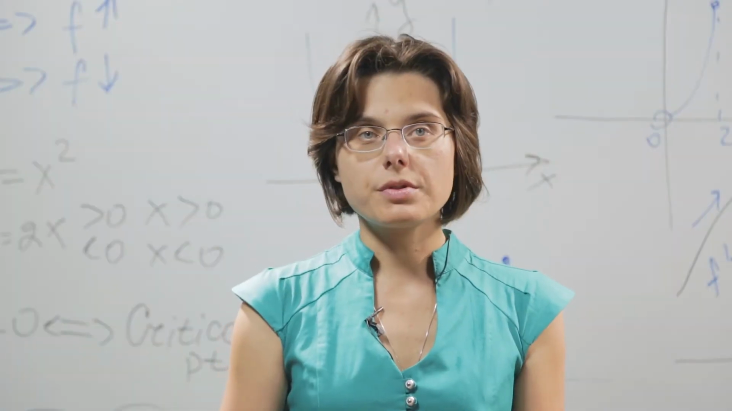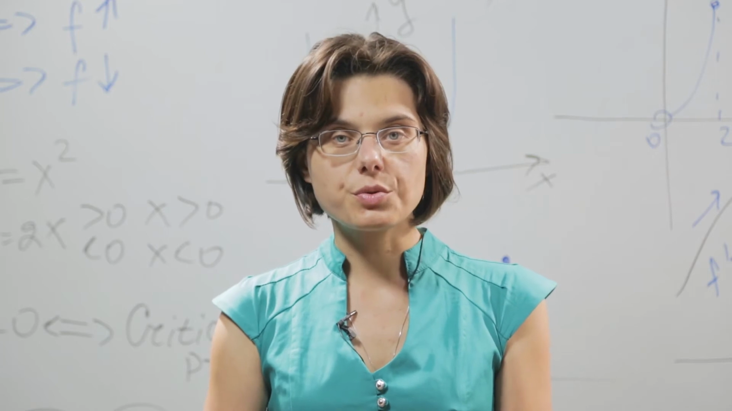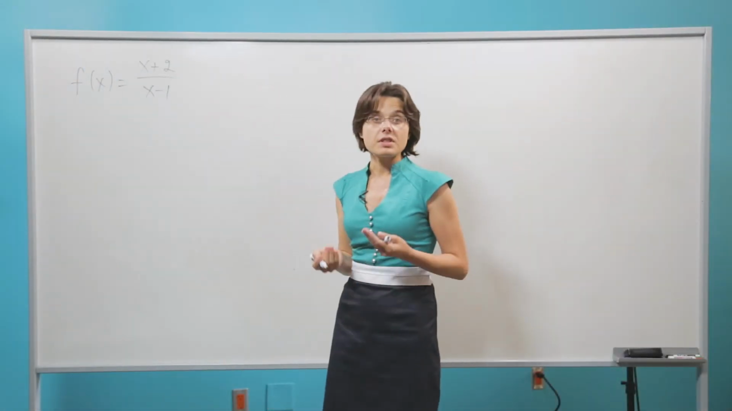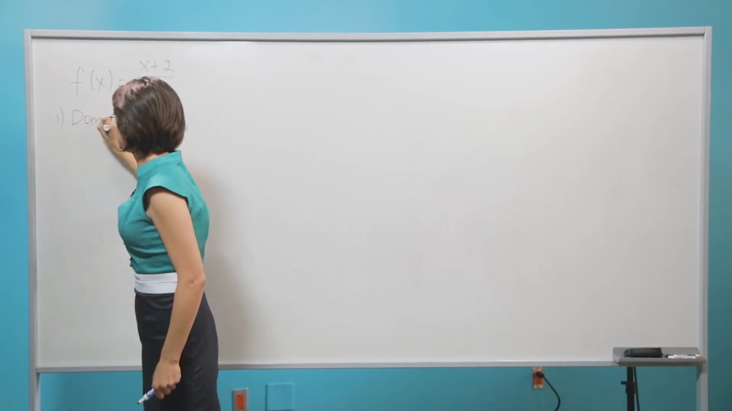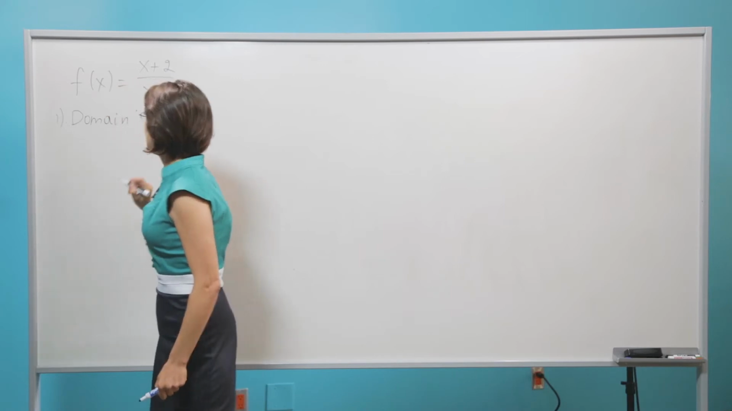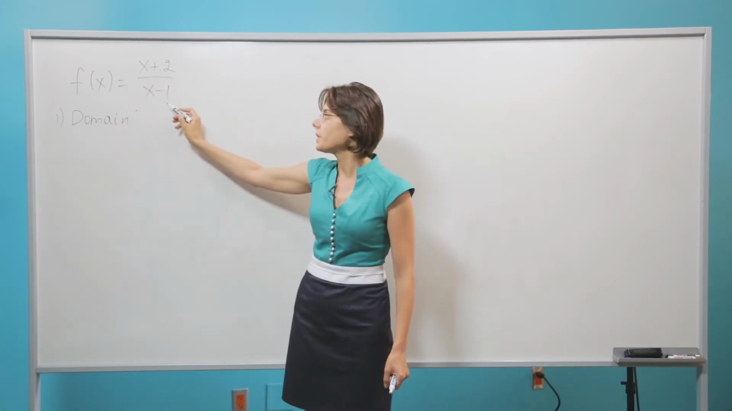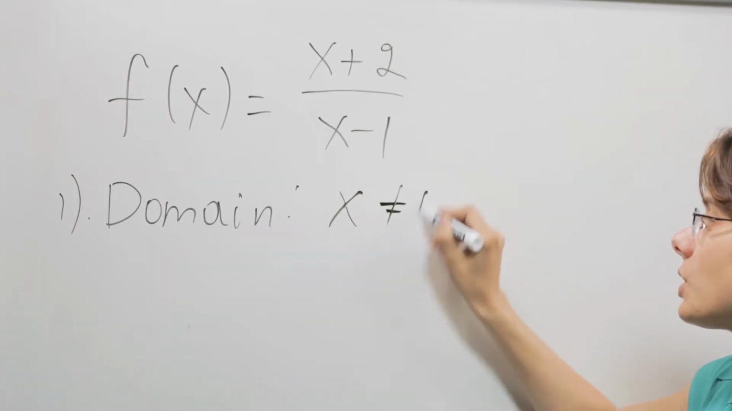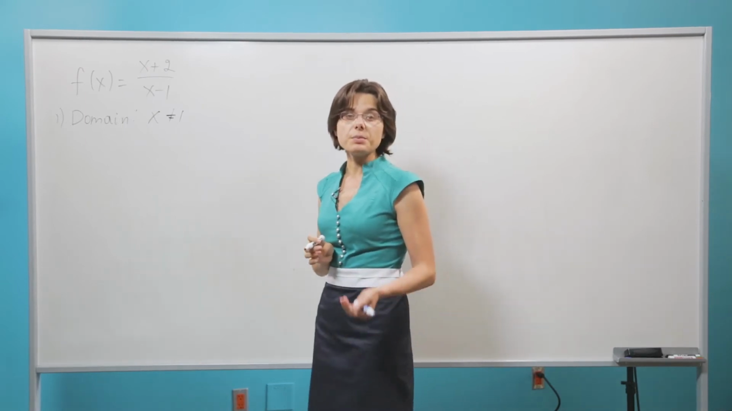Let us do more examples. Let us consider the function f of x equals x plus 2 divided by x minus 1. The first step is the domain of the function. In our case, we cannot divide by 0, and x minus 1 is equal to 0 when x is equal to 1. So x not equal to 1 would be our domain. The next step is to find the derivative.